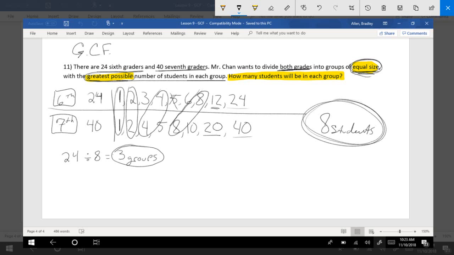What if it said, how many groups of 7th graders? What do you think? Well, if I have 40 7th graders divided into groups of 8 students, I would have had 5 groups, right? And that would have been the answer to that question. Now, one other question that could have happened is, how many groups total will Mr. Chan have? In which case, I would have said, well, 3 groups and 5 groups would be 8 groups. And I think it's more of a coincidence that it's also the greatest common factor, so that's not something I would rely on every time. But, you know, that's another question that could have been asked.